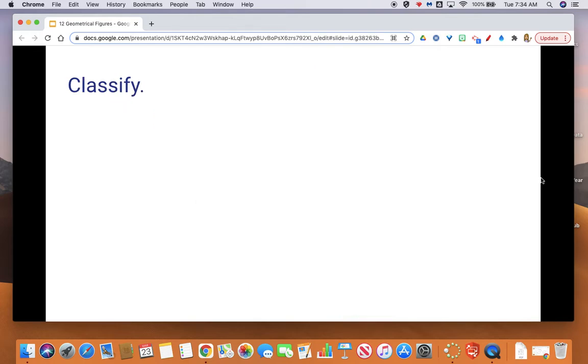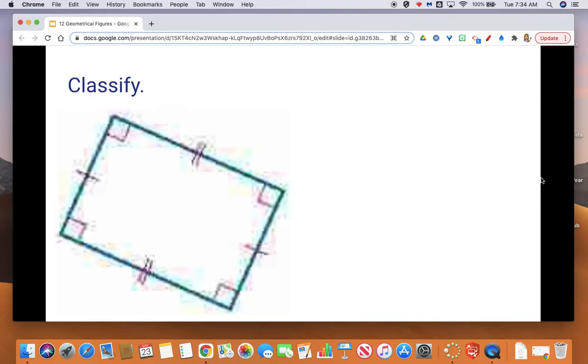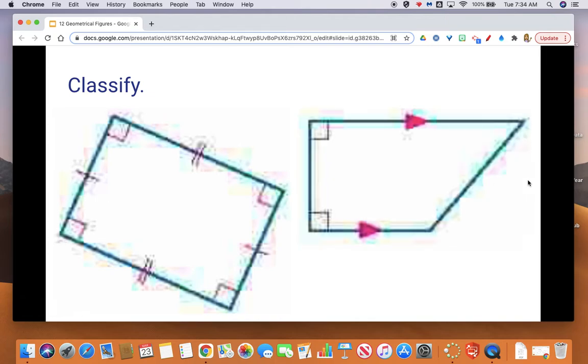Let's practice classifying some of these quadrilaterals. I apologize, it's a little blurry. We have two sets of congruent sides and four 90-degree angles. That would be a rectangle.